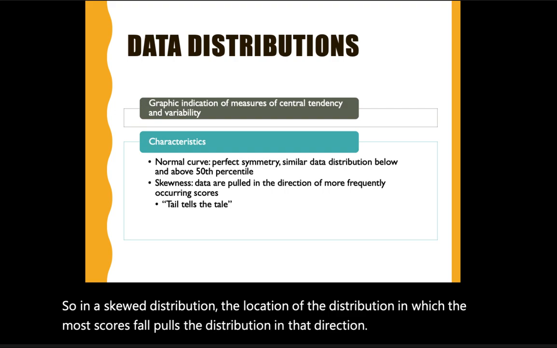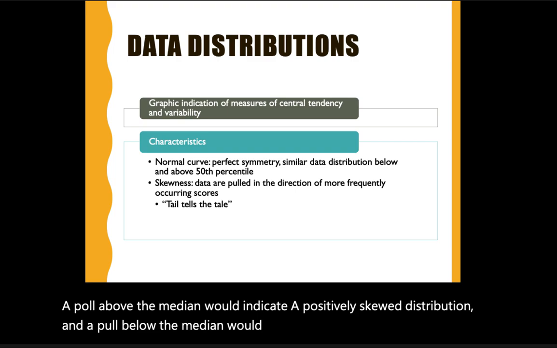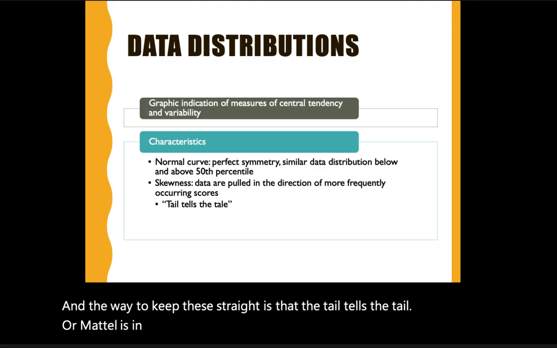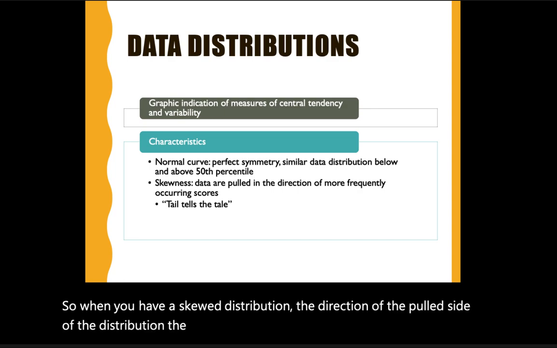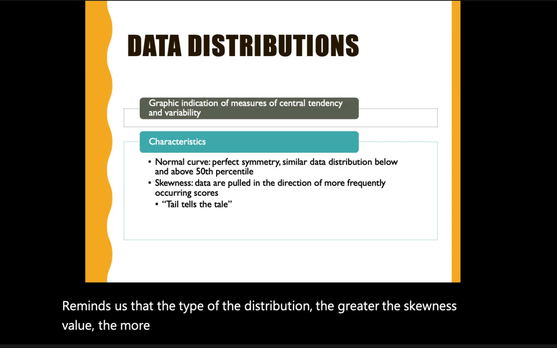A pull above the median would indicate a positively skewed distribution, and a pull below the median would indicate a negatively skewed distribution. And the way to keep these straight is that the tail tells the tale, or the tell is in the tail. So when you have a skewed distribution, the direction of the pulled side of the distribution, the tail, reminds us the type of the distribution. The greater the skewedness value, the more lopsided the distribution. So the more scores will fall on the opposite side of the tail.